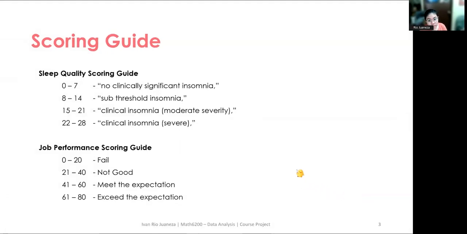In addition, this will be the scoring guide for the level of insomnia and job performance. For sleep quality scoring guide, 0 to 7, no clinical significant insomnia; 8 to 14, sub-threshold insomnia; 15 to 21, clinical insomnia of moderate severity; 22 to 28, clinical insomnia severe. Job performance scoring guide, 0 to 20, fail; 21 to 40, not good; 41 to 60, meet the expectation; and 61 to 80, exceed the expectation.